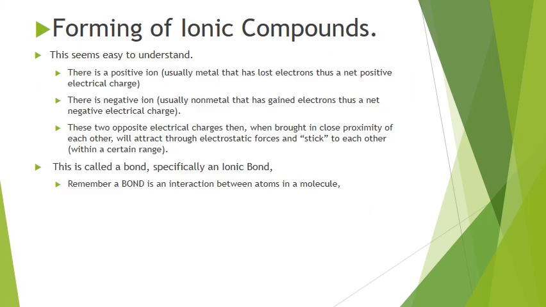All right. So let's first look at forming ionic compounds. Forming ionic compounds seems like a pretty simple thing. You get a positively charged ion, like sodium, Na plus, and you get a negatively charged ion, like Cl minus, and you just bring them close together. They attract each other, and you've got your bond. That's called an ionic bond. And it's that simple.